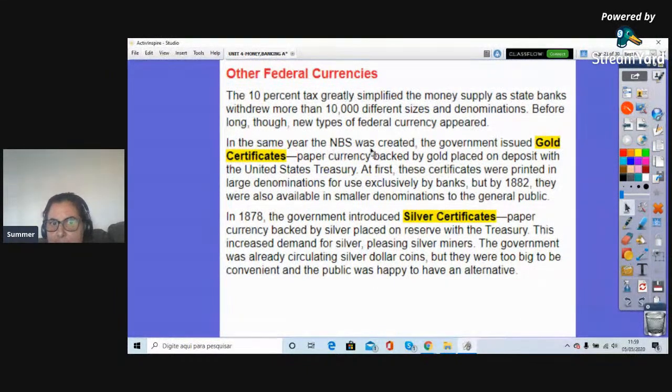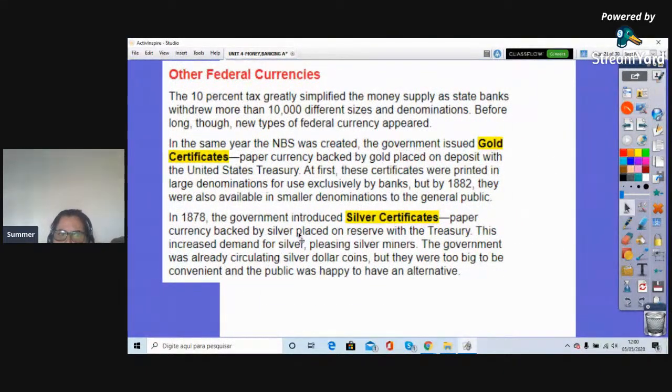In the same year the national banking system was created, the government also issued the gold certificate. What is it? It's a paper currency backed by gold placed on deposit with the United States Treasury. In the beginning, these certificates were printed in large denominations because they were only used by banks. But by 1882, they were also available in smaller denominations to the general public.